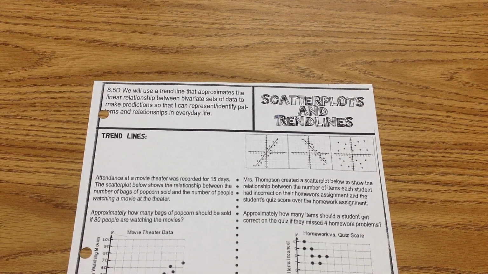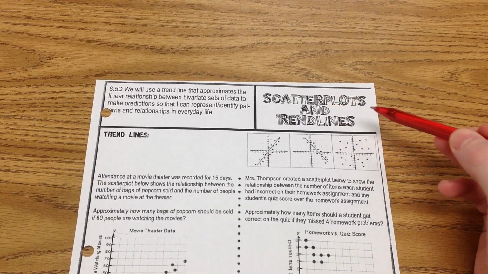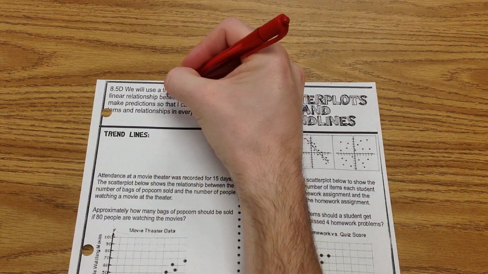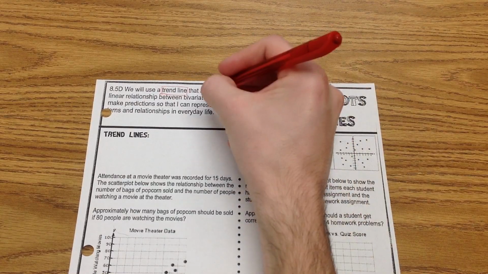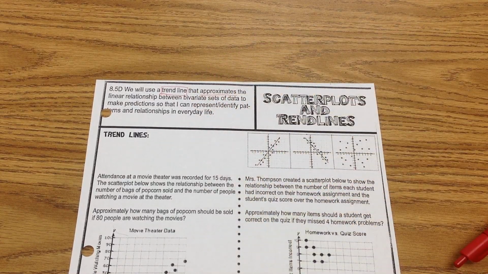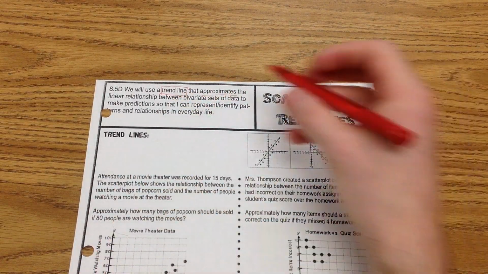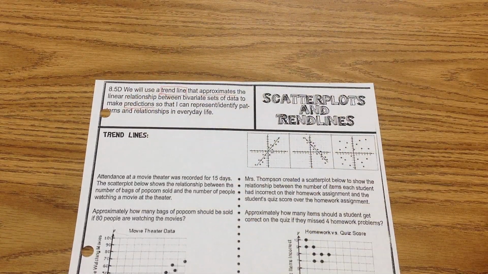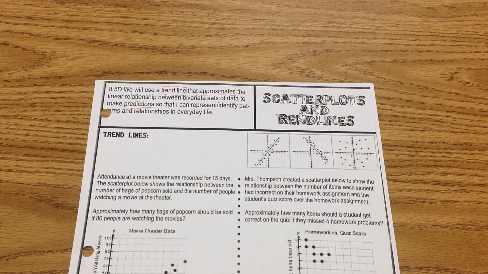Alright, here we go. Today we're going to be talking about scatter plots and trend lines. What we have to make sure we're able to do is use a trend line. We're going to talk about that word, but we're going to use that trend line to make approximations for the linear relationship between bivariate, that just means two sets of data, to make predictions, so that we can represent and identify patterns and relationships in everyday life.